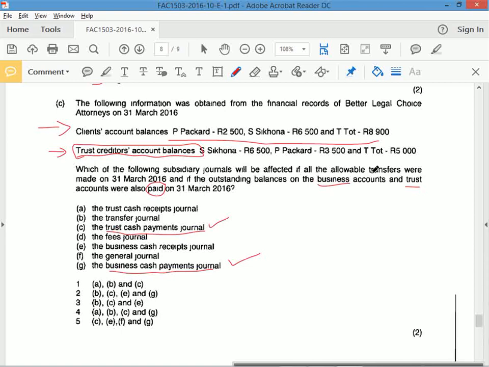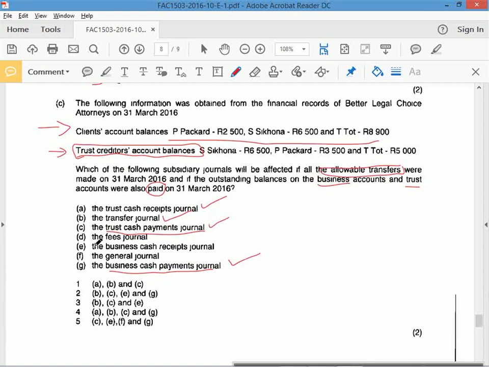Right, so they said transfers, allowable transfers, okay? So, will I have a trust cash payment receipts journal? Yes, I would. Why? Because customers give us resources in order to do the legal work. Okay, and then they said allowable transfers, so you would definitely need a transfer journal. Okay, that's all they said.